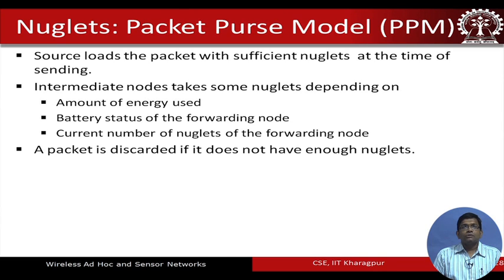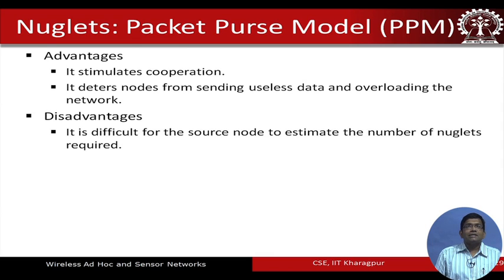characteristics. So, the source node basically loads the packets with sufficient nuggets at the time of sending, as I just said. The intermediate node takes some nuggets depending on the amount of energy that it has used, the battery status of the forwarding node, the current number of nuggets of the forwarding node, and so on and so forth. And as we have seen, a packet is discarded if it does not accompany enough number of nuggets. So, the source node has to ensure that enough number of nuggets are added to the packet.